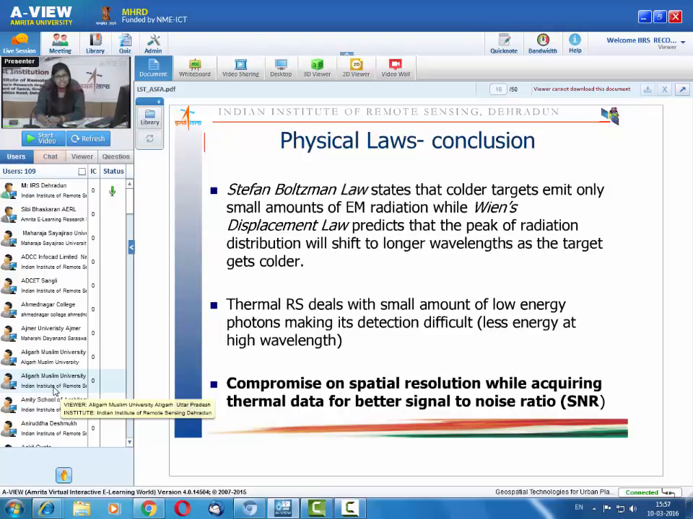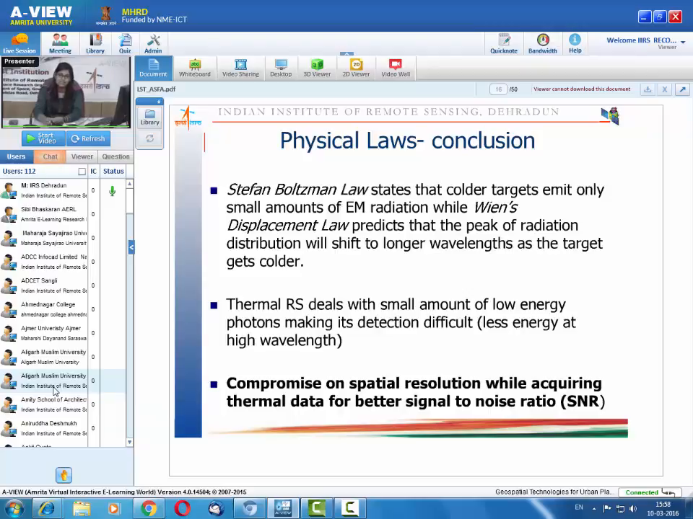Thermal remote sensing deals with a small amount of low energy photons, and hence its detection is difficult, as we all know there is less energy at higher wavelength. So its detection is very difficult, and this is the reason why we have not been able to develop strategies based on which we can have higher resolution thermal remote sensing data available, so that we can work on other areas where high resolution satellite data is required for thermal remote sensing.